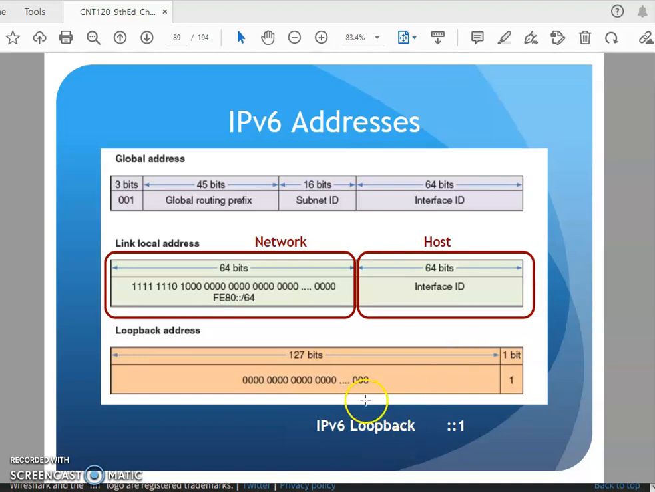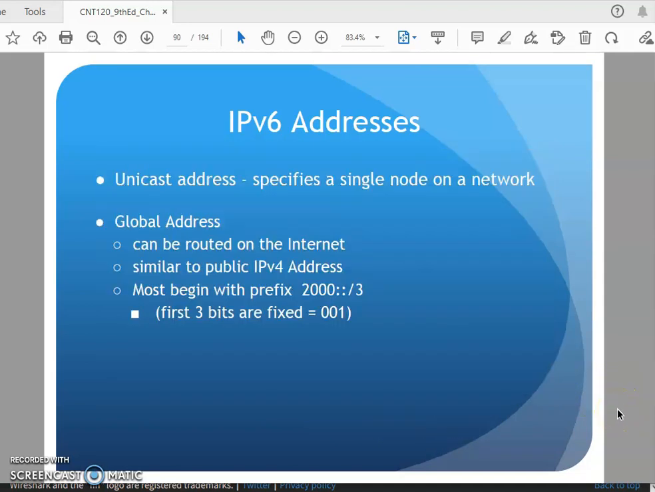Down here I have a reminder: the IP version 6 loopback is basically ::1. It's all zeros with one bit of 1 at the very end. So ::1 is essentially your loopback for IP version 6.